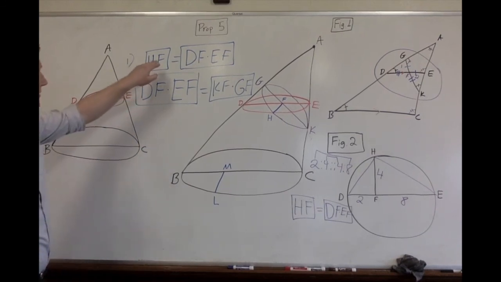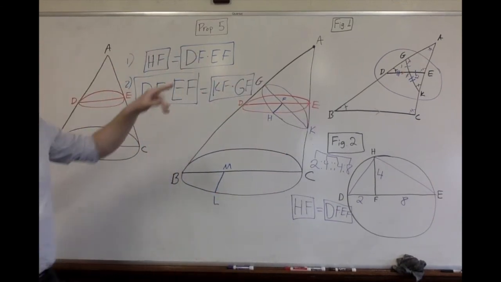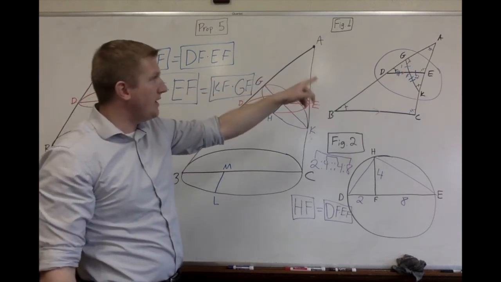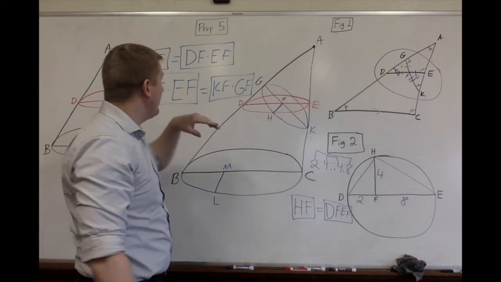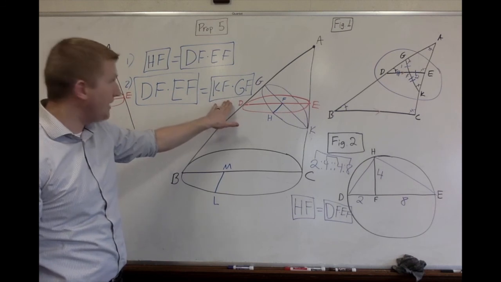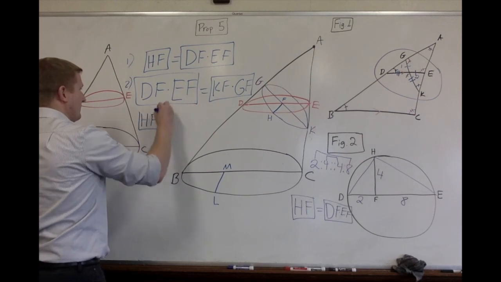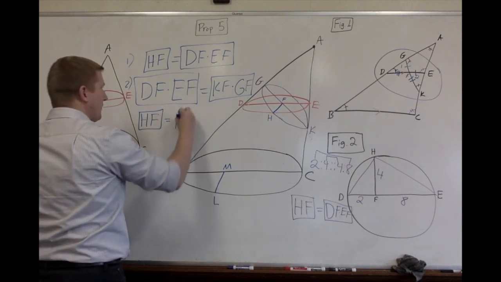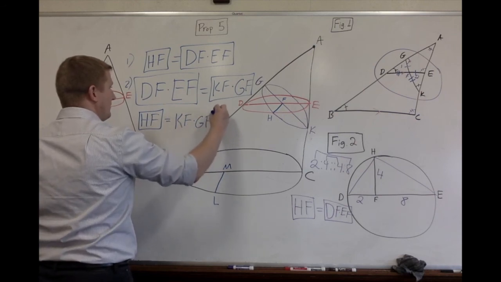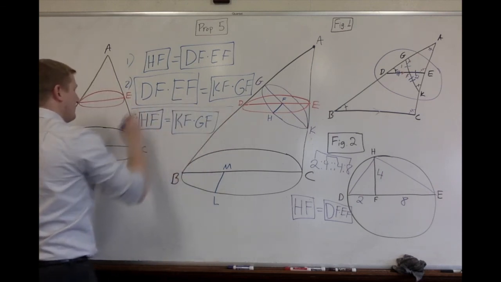Step two, this square on HF is equal to the rectangle made up of these two parts. But because of all the similarity and congruence of triangles, DF and KF are equal, EF and GF are equal. Therefore, a rectangle made up of DF and EF is going to be equal to a rectangle made up of KF and GF. Therefore, the square on HF is going to be equal to the rectangle made up of KF and GF. Right.